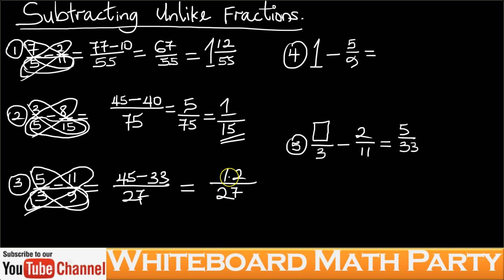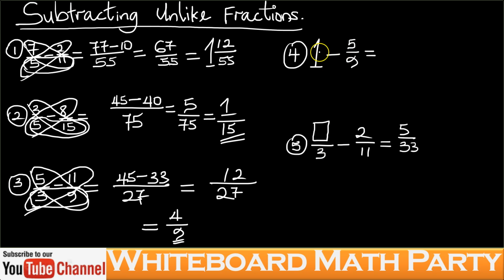Now watch. We can simplify 12 and 27. Let's use 3 to do that. When I divide 12 by 3, that gives me 4. And 27 divided by 3 gives me 9. So my final answer is 4/9.